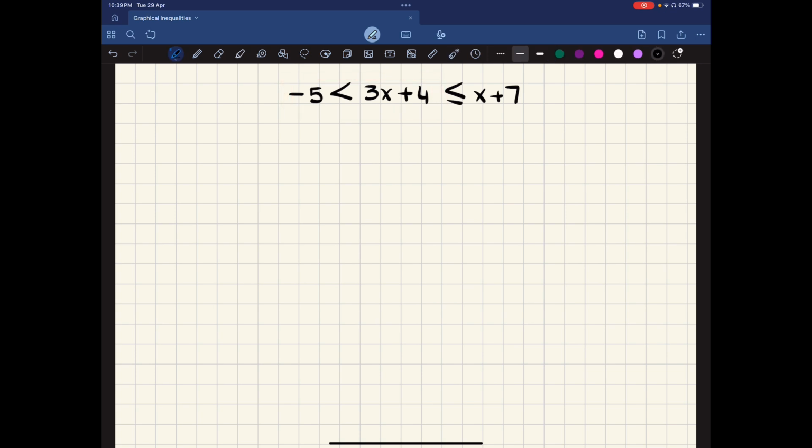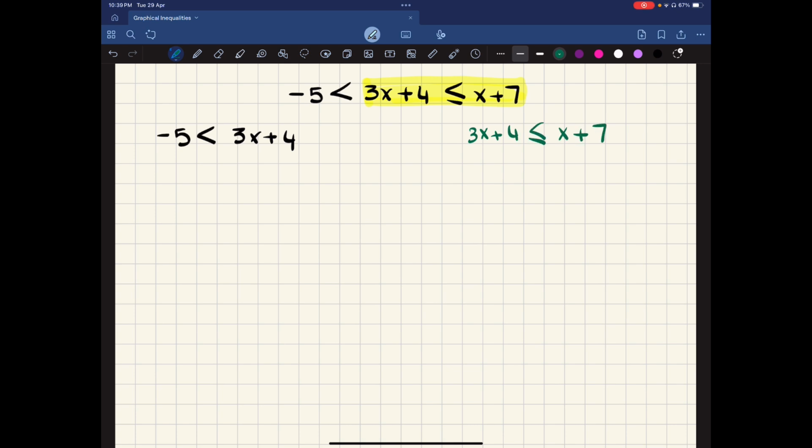Okay, so -5 is less than 3x plus 4. Now, what is the second part of the inequality? It is this. Okay, so we are breaking our inequality into two. So first we're going to forget this part and we're just going to jot this inequality down. And then for the second part, we're going to forget this part and jot this inequality down. So it's going to be 3x plus 4 less than or equal to x plus 7.